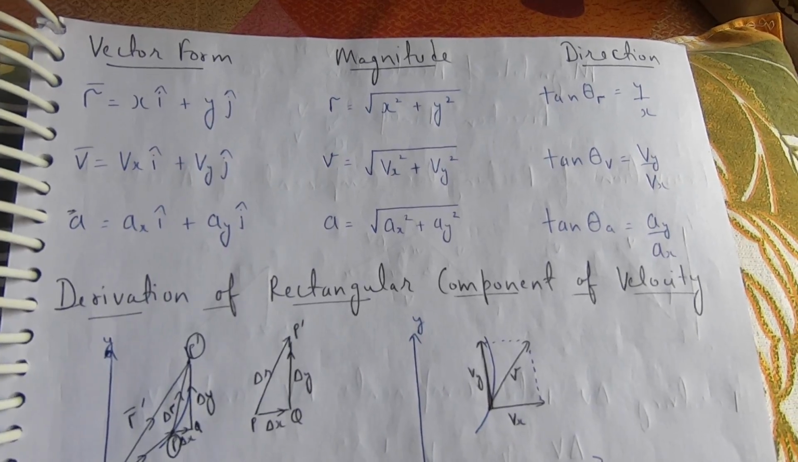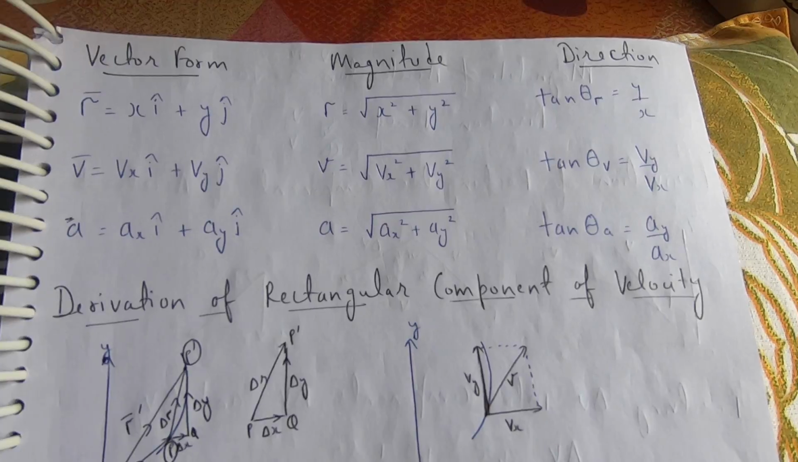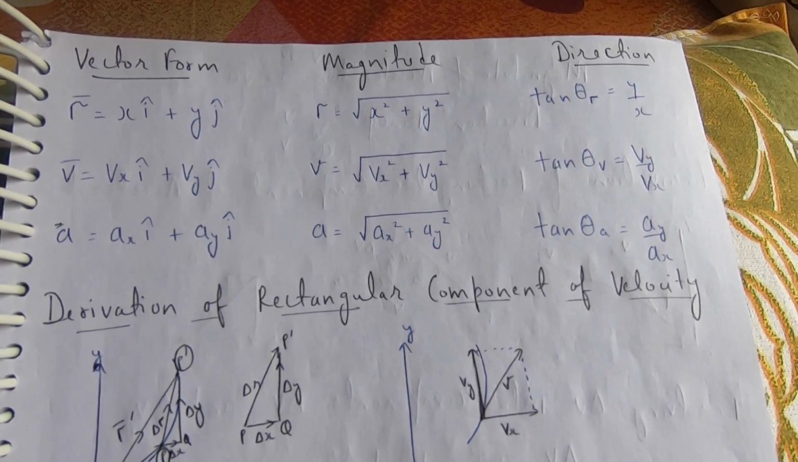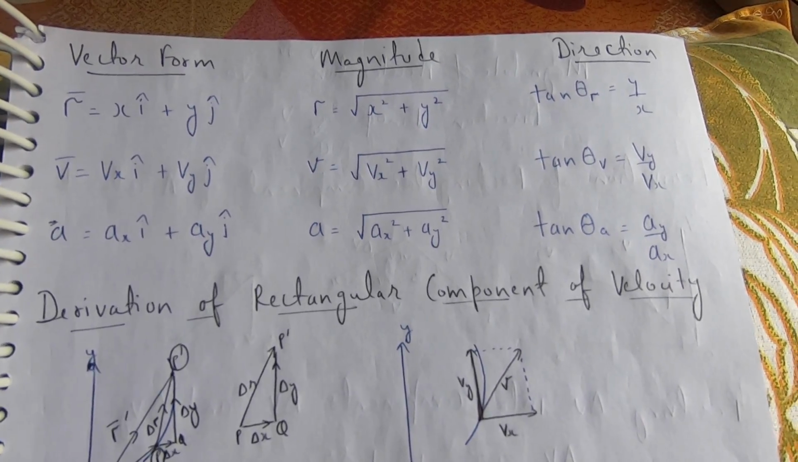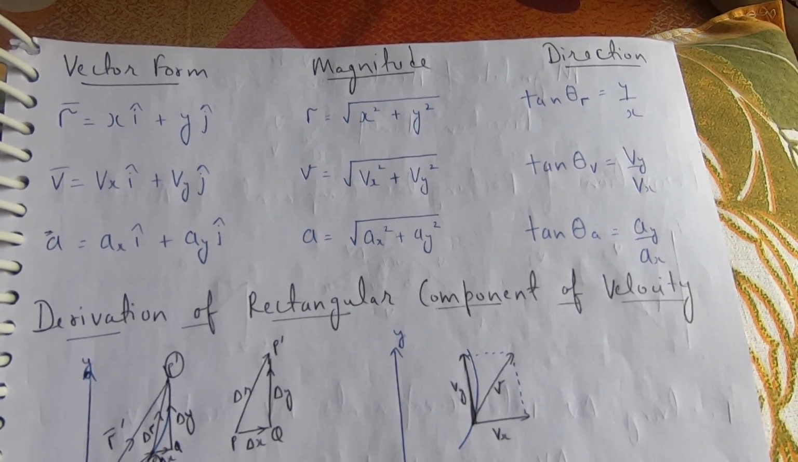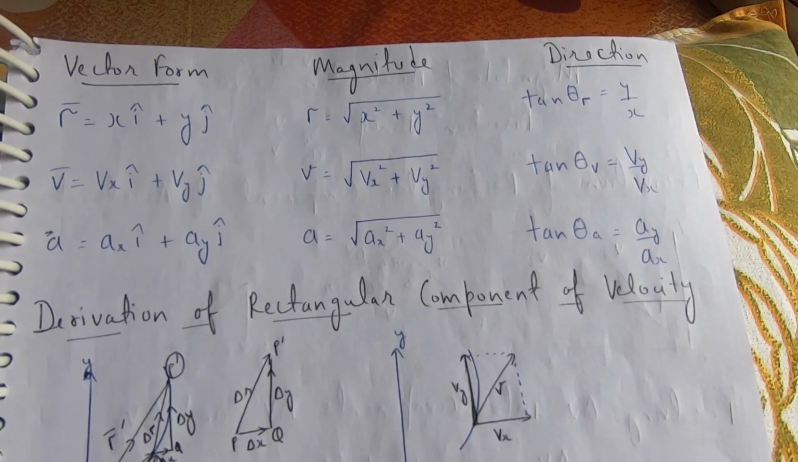Position vector r bar is equal to xi plus yj. Magnitude is equal to the square root of x square plus y square. Direction: tan theta r is equal to y by x. Velocity vector v bar is equal to vxi plus vyj. Magnitude is equal to the square root of vx square plus vy square. Direction: tan theta v is equal to vy by vx.